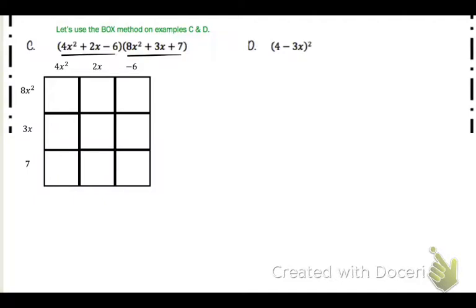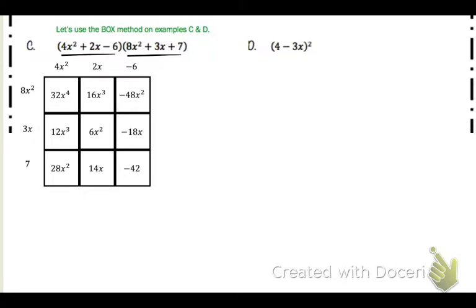Okay, and then we're just going to multiply, find the area of each box. So 4x squared times 8x squared is 32x to the 4th. 2x times 8x squared is 16x cubed. Negative 6 times 8x squared is negative 48x squared. 4x squared times 3x is 12x cubed. 2x times 3x is 6x squared. Negative 6 times 3x is negative 18x. 4x times 7 is 28x squared. 2x times 7 is 14x. And then negative 6 times 7 is negative 42.